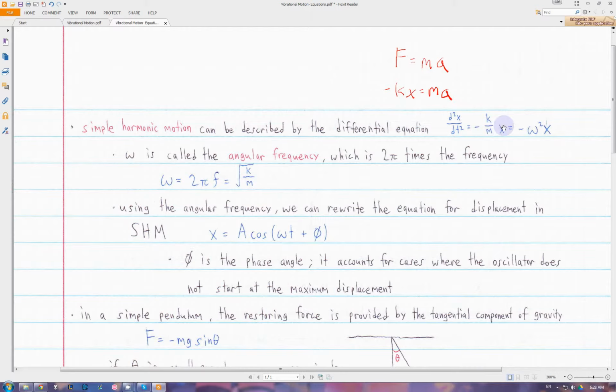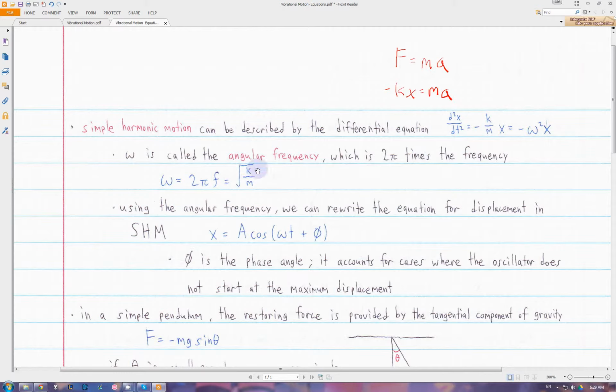And so in simple harmonic motion, we have this differential equation because the acceleration, which is the second derivative of the displacement of the object, is proportional to the displacement x, and that proportionality constant is negative k over m. And so we can now introduce a new quantity called the angular frequency. And this is just 2 pi multiplied by the regular frequency.